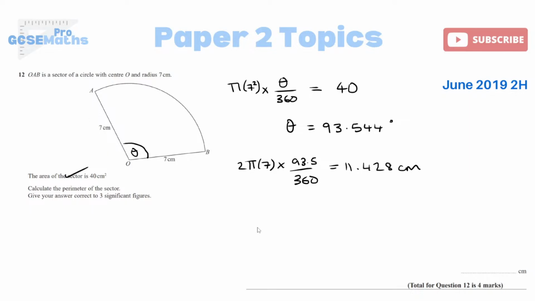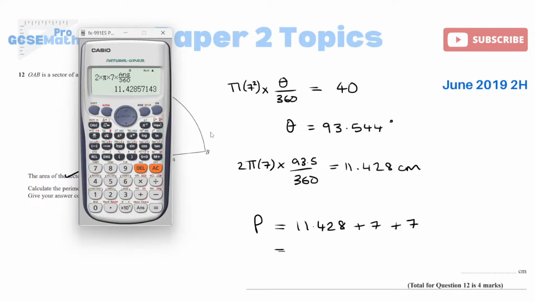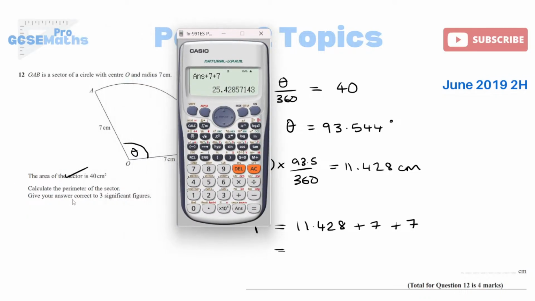And as I said, the perimeter is that one side, plus a radius plus another radius. So just don't forget at the end, if it asks for perimeter, to add on the other two, because I feel like it can be quite easy to think that this is just the answer. So again, I'm using my answer button, plus 7. Now that this is my final answer, I'm going to round it. It says 3 significant figures, so that would be 25.4.